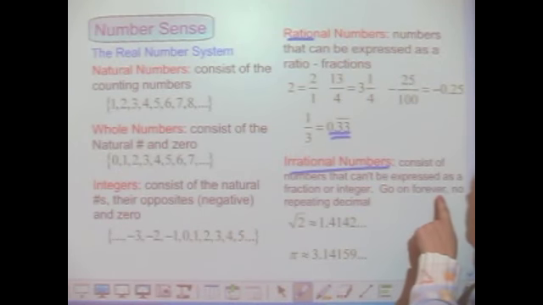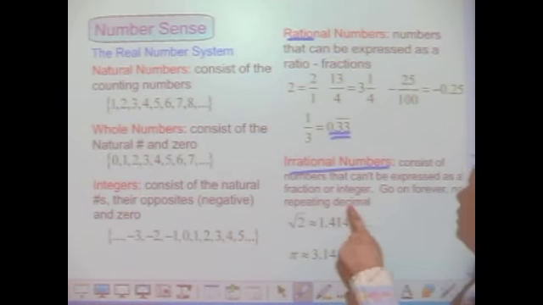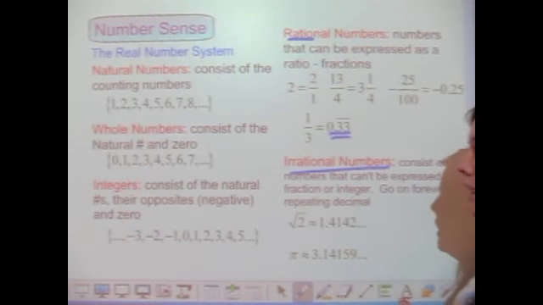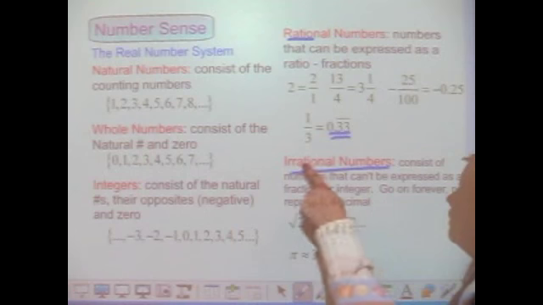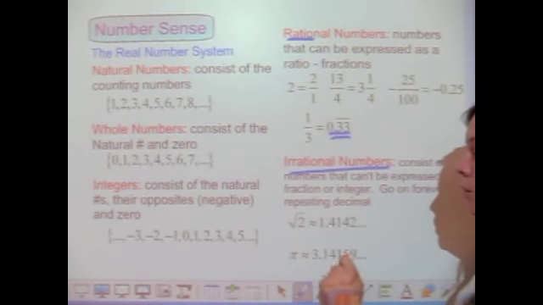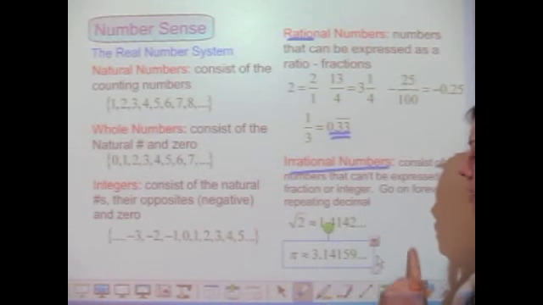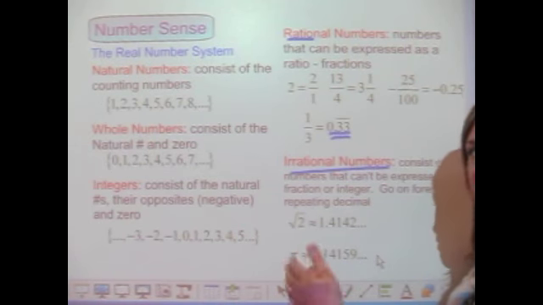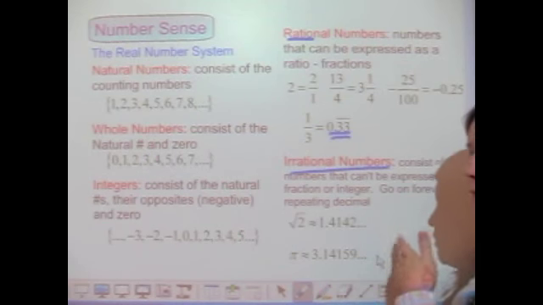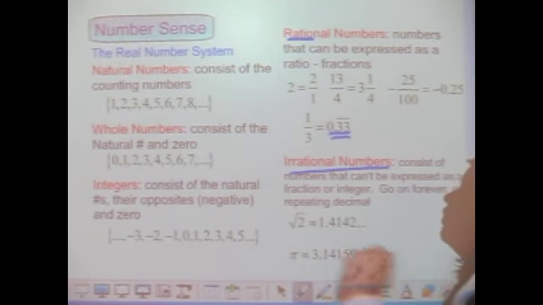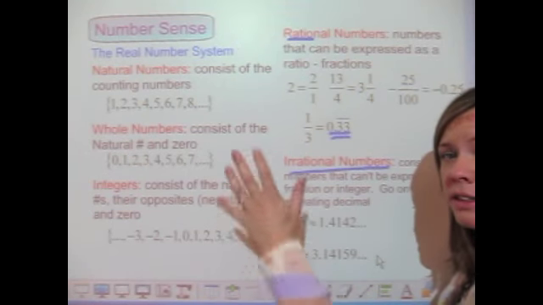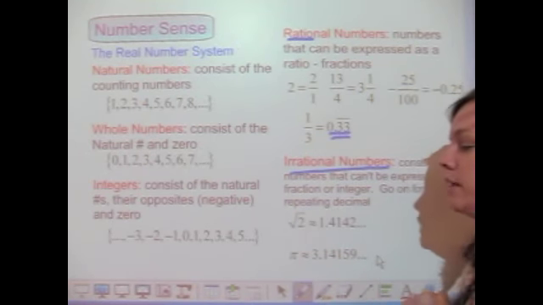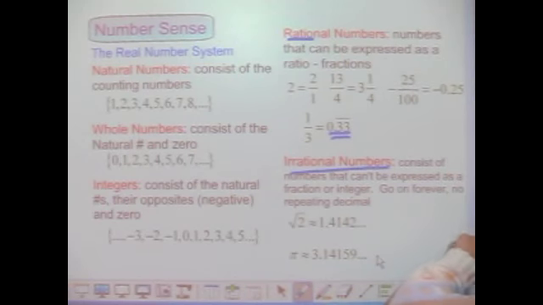They go on forever and ever in their decimal places, and there is no repeating pattern to their decimals. So a couple of examples of irrational numbers would be the square root of 2, the square root of 7, the square root of any prime number. Pi is also an example of an irrational number, 3.14159, and we know that it keeps on going forever and ever with no pattern. So remember these different number sets so that you can classify different numbers. We'll practice that in a second.